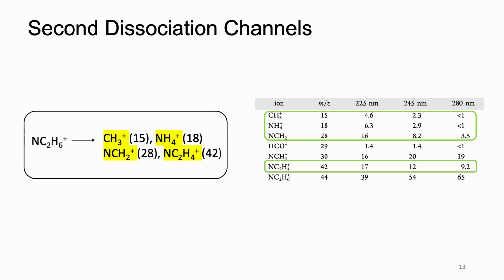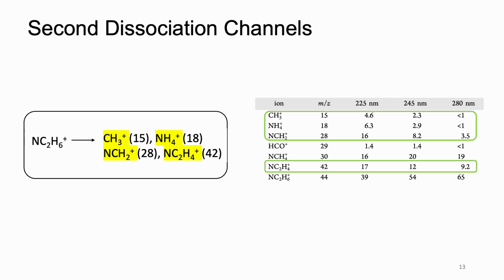From the relative peak intensity given in the table, we see that the intensity of the NC2H6 ion signal decreases with increasing photon energy, while the signal intensity for the smaller fragments all increases. This implies that these smaller ions are secondary dissociation products of the primary NC2H6 ion. The NC2H6 ion formed in the primary dissociation step has a lifetime of at least tens of microseconds and is prone to isomerization. It can further dissociate through multiple pathways to produce these four small molecular ions.